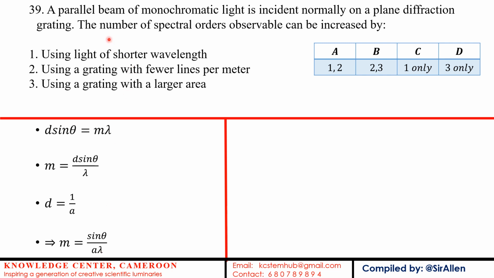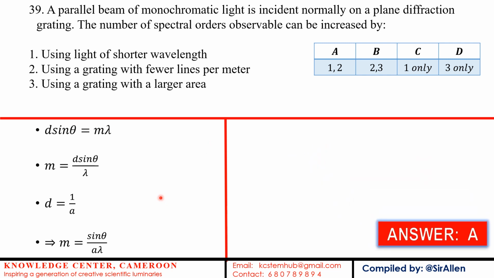So what do I want to do? The number of spectral orders observable can be increased, so I want to increase m. If I want to increase m, I have to decrease lambda. So using light of shorter wavelength, correct. Secondly, I have to decrease our grating specification, using a grating with fewer lines per meter, correct. So one and two, correct. So our answer is A here.